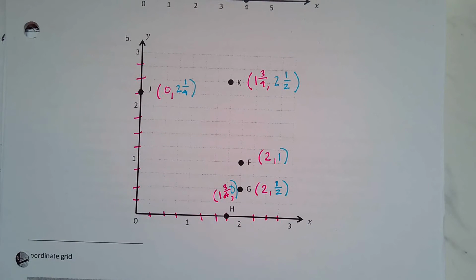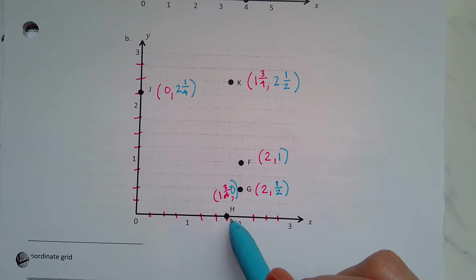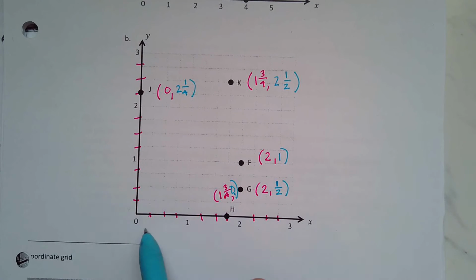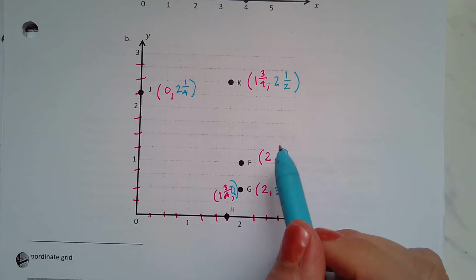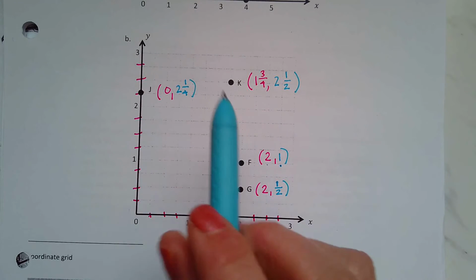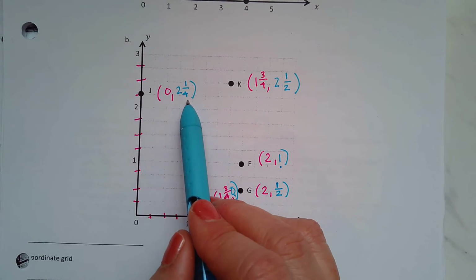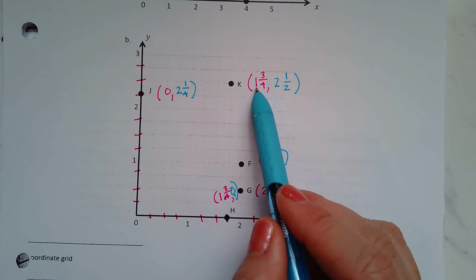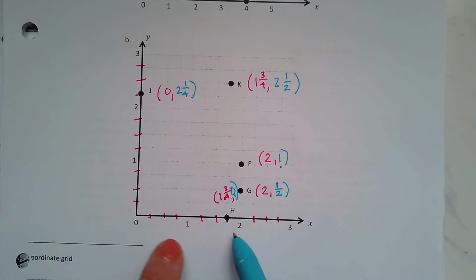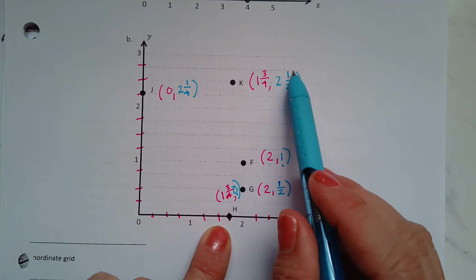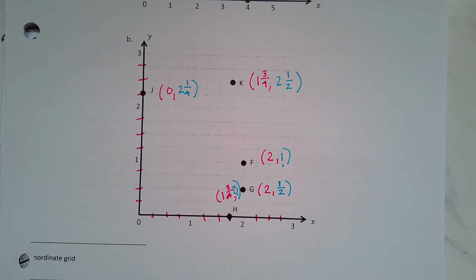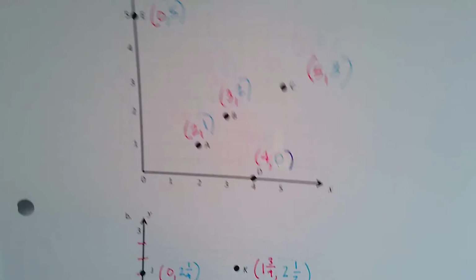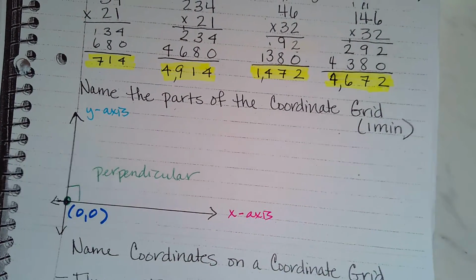Then when I came down here, I had to mark with hash marks so I knew what my fractions would be. H, 1 3/4 and 0. So I had to come over 1 3/4 and I went up 0. 2 1/2, 2, 1, 0 and 2 1/4, and 1 3/4 and 2 1/2. So hopefully that went well. And now we're going to go back to our application problem.